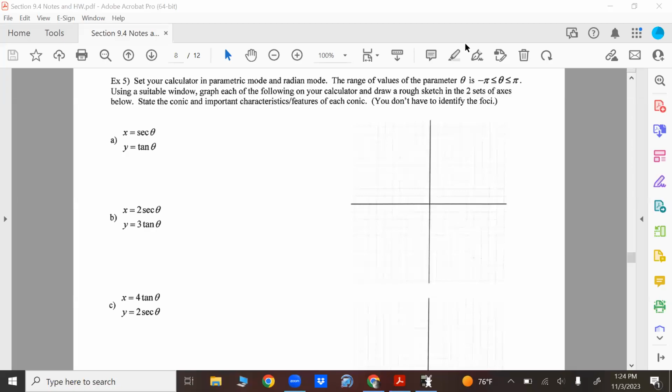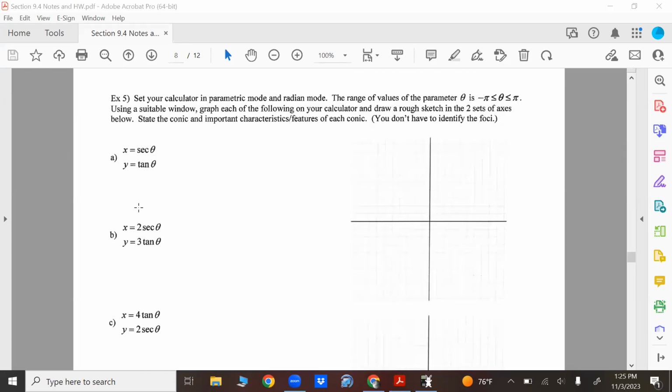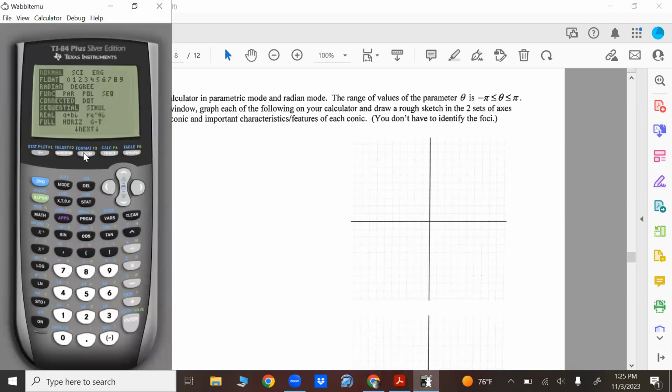In this video, we're going to talk about graphing more functions in parametric and radian mode. So here we have a few examples. We have x equals secant theta, y equals tan theta. So let's go and punch this in. We'll switch our mode to polar mode, and radian's already selected.